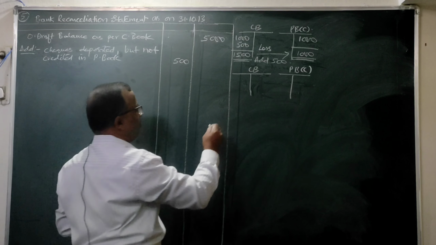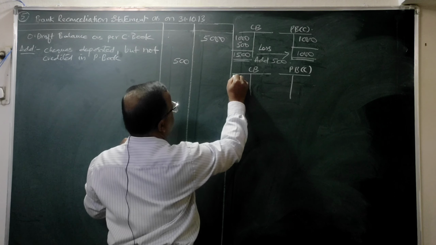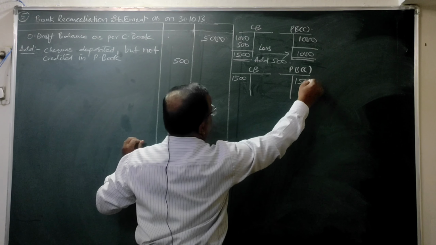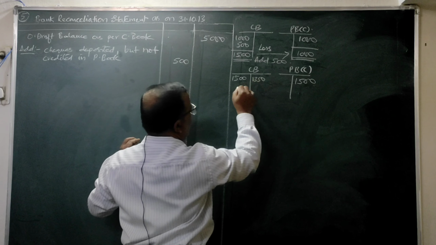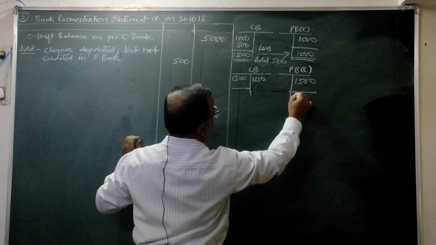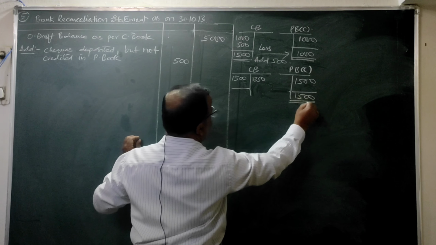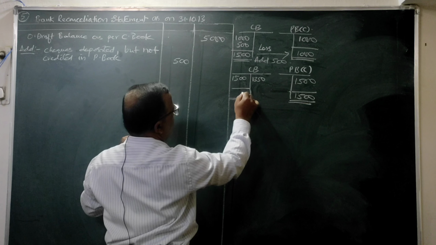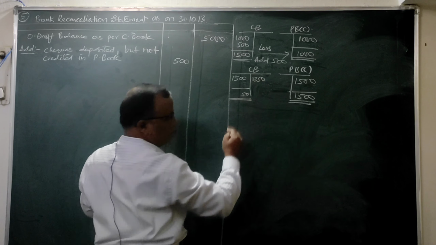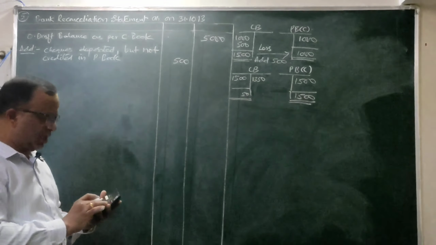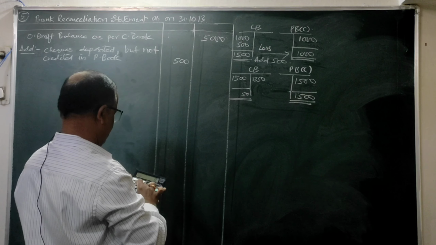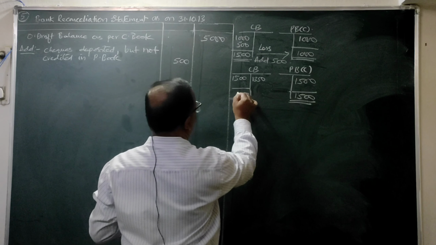So how much? 1,350. Let's take some 1,500 as minimum balance in your account. 1,350 checks are issued by you. These are unpaid by the bank up to this particular date. So observe here, passbook will be showing 1,500. Cash book will be showing how much? 1,500 minus 1,350. It will be showing 150.